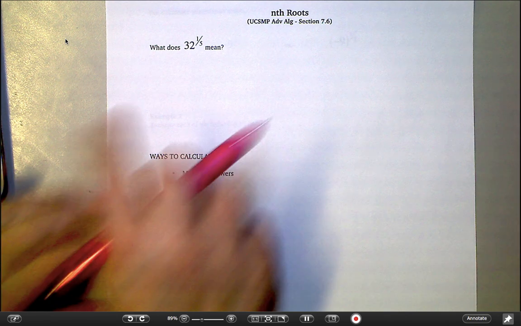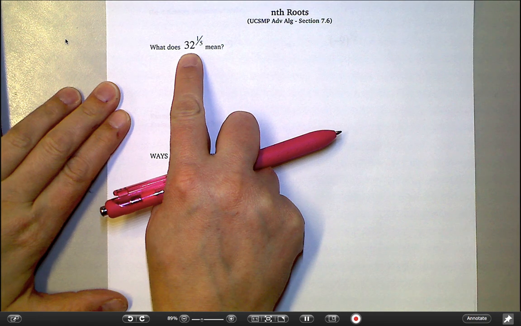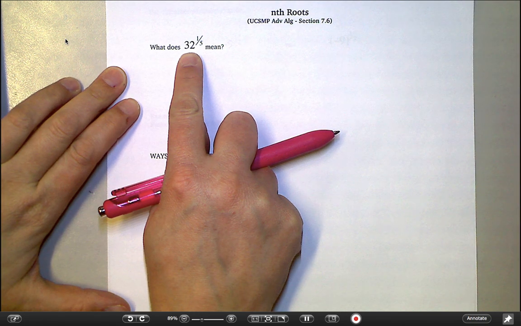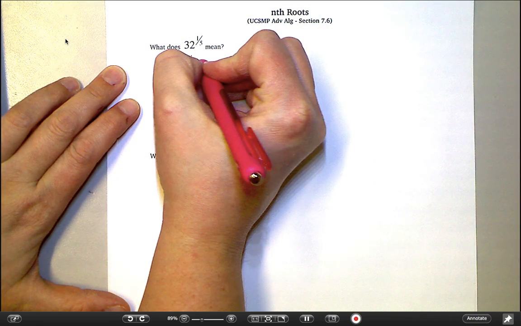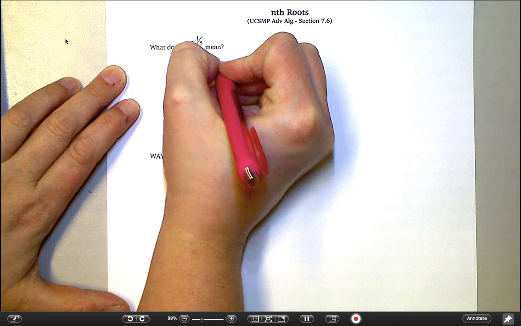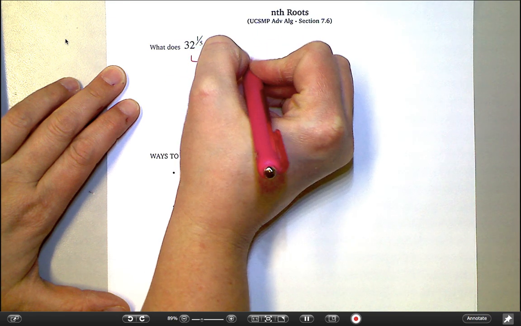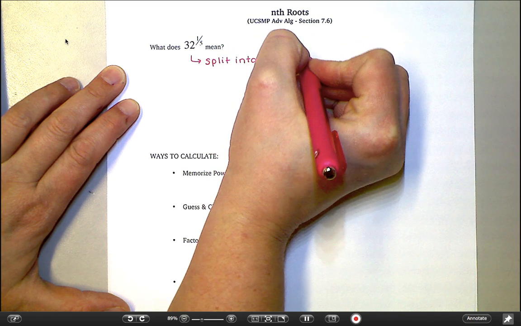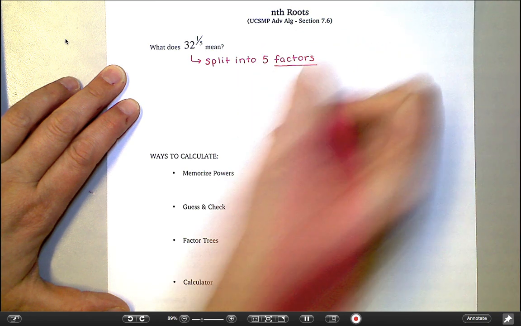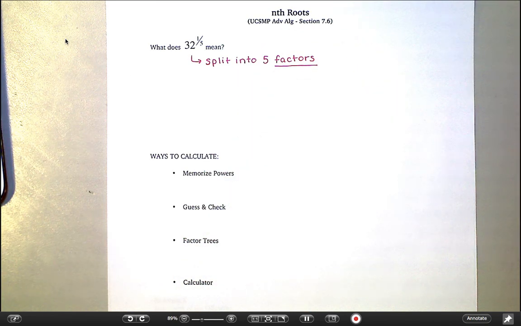So let's start with 32 to the 1/5 power. We're just going to jump straight into one of these problems and see if we can work through what that's really asking us for. Well, this is asking us to take 32 and split it into 5 equal factors. And my use of the word factors here is really important, because factors means things that get multiplied together. So I can't just do 32 divided by 5, because that doesn't give me things that multiply together to get 32. It gives me things that add together to make 32.